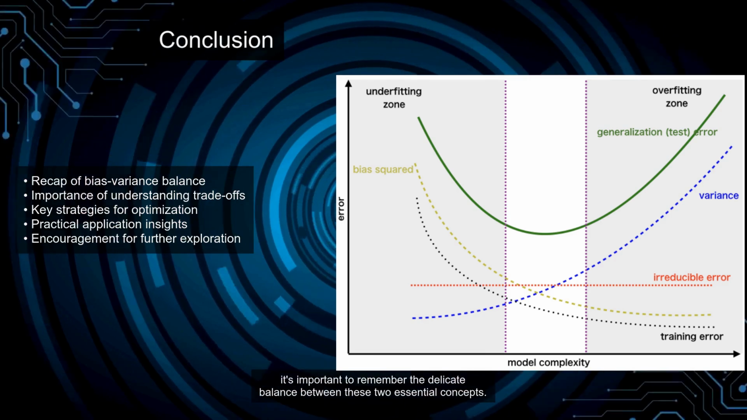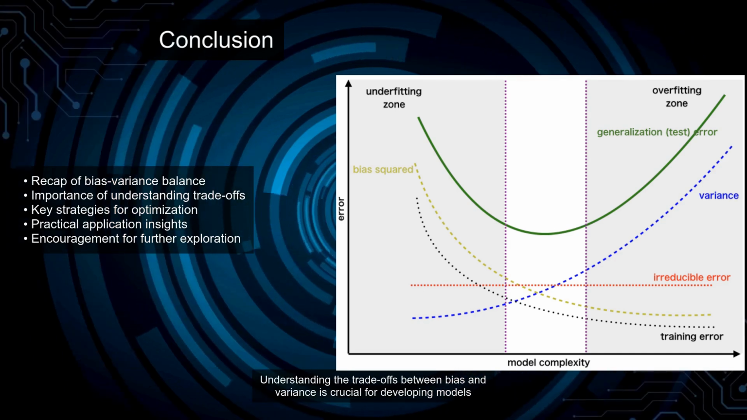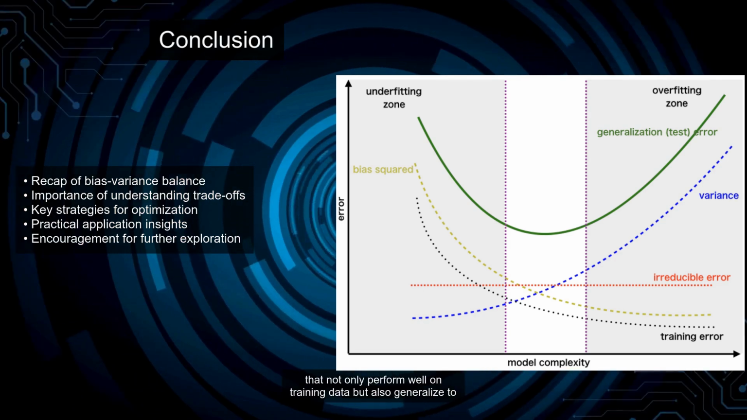As we conclude this session on navigating bias variance in machine learning models, it's important to remember the delicate balance between these two essential concepts. Understanding the trade-offs between bias and variance is crucial for developing models that not only perform well on training data but also generalize to new, unseen data.